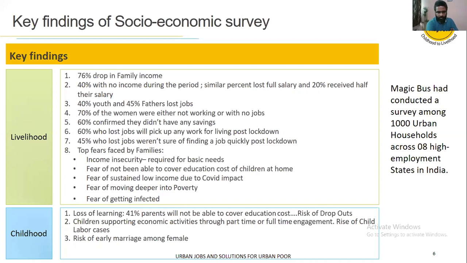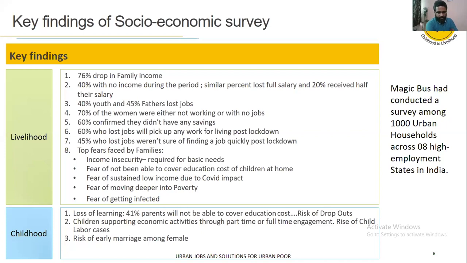What is also important for us to note is the impact of loss of livelihoods on childhood. Three things stand out and are a very big concern. One is the risk of dropouts among children as well as youth in full-time education, because 41% of the parents confirmed that they will not be in a position to afford studies. So what about the full-time studies? How do they afford it?